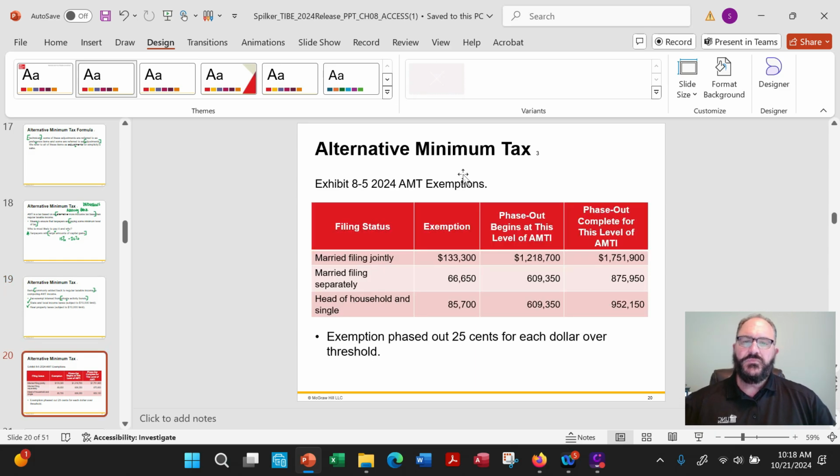By the way, here's the exemption amount, and there's a phase out. If you're married filing jointly, here's the exemption. If you're married filing separately, notice it's half, and then head of household. Notice this is the area where you would have to be making a lot of capital gains, over this or anything higher. Those would be the amounts where typically you would wind up having to do this.